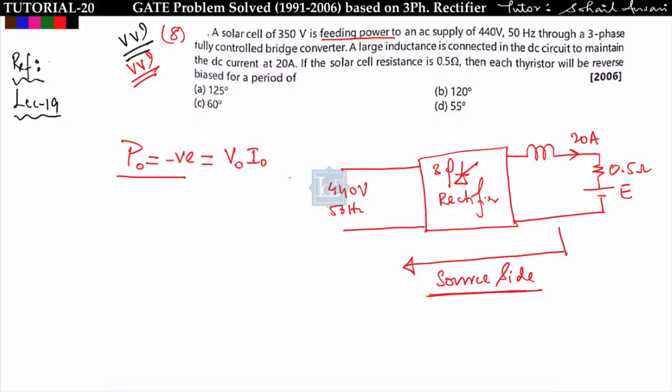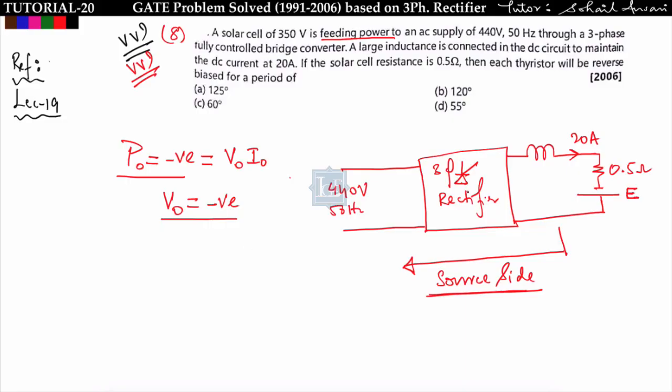So in order to make the output power negative, V naught must be negative. Then only the load will transfer power to the source. So in order to make this circuit work as a solar cell, we have to reverse the EMF polarity like this. Then only V0 will be negative. This concept I have already discussed when I solved the previous GATE year problem on the single phase rectifier, that only when the polarity of E is like this can power be transferred from load to source.